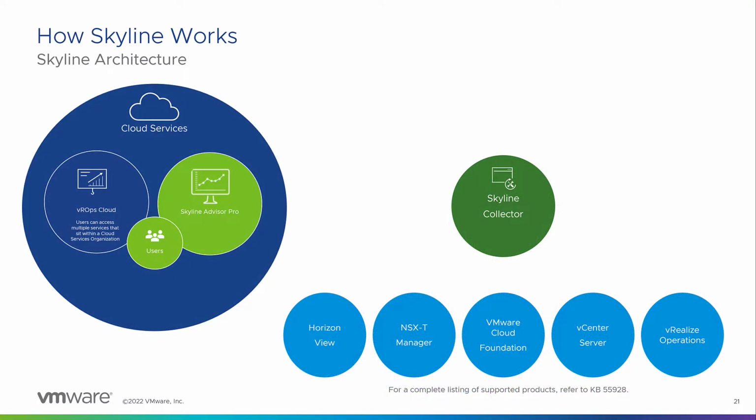So let's begin by taking a look at how the collector sits in the overall architecture of the Skyline service. First, there is a cloud services organization that you'll create, and a component of the cloud services organization is users, specifically users that have access to the Skyline Advisor service. Again, both of them sit within the cloud services organization wrapper that you create, which can also include other VMware services. The collectors are installed on your data centers on-prem, and then you can add the various endpoints for the collector to monitor. These endpoints provide product usage data to the collector.